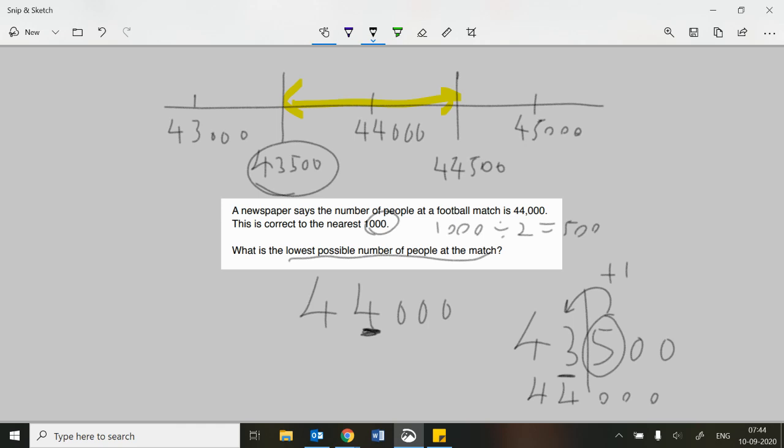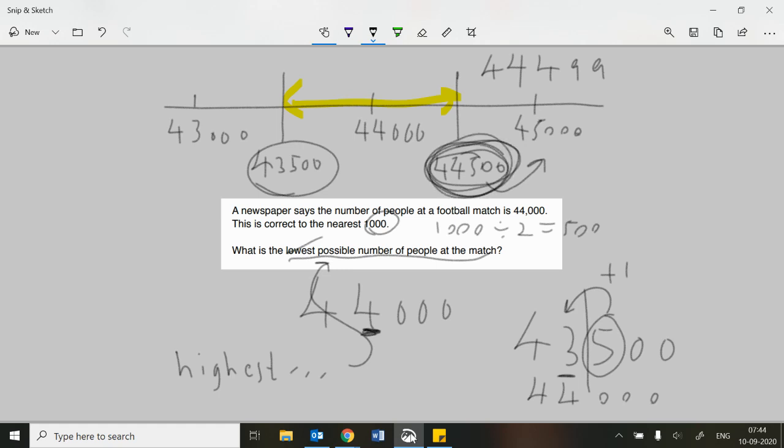The problem is that if we were asked instead for the highest possible number of people at the match, 44,500 would actually round up to the next 1,000. So for the highest possible number of people at the match, we'd actually have to go to 44,499. We'd need to take 1 off this because this number actually rounds to the next place.